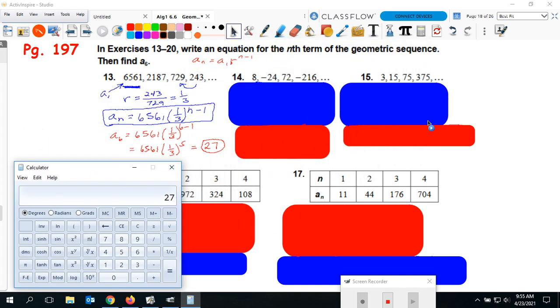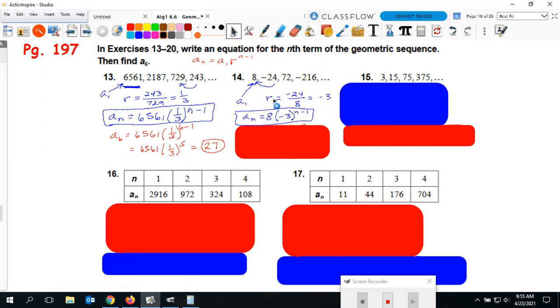Alright, so now you've seen what I've done here. Let's go ahead and try another one, and then I'll have you try the last one there. So this next one, 14, first term you can see definitely is 8. It's right there in front of you. And then what's the common ratio? What are we multiplying 8 by to get a negative 24? We're multiplying by a negative number, and we're multiplying by 3. So negative 3 is what we're multiplying.